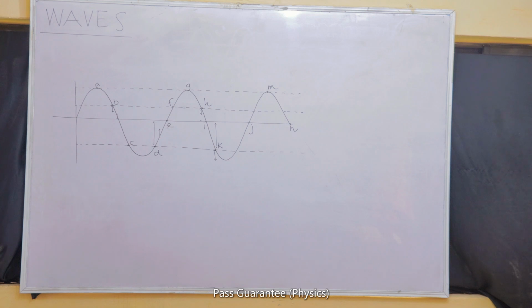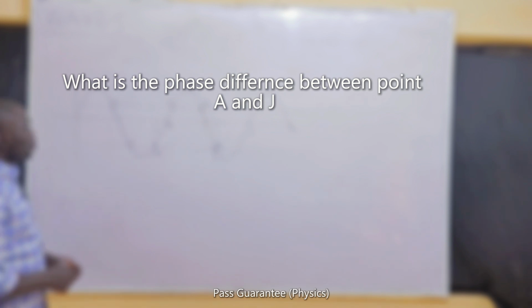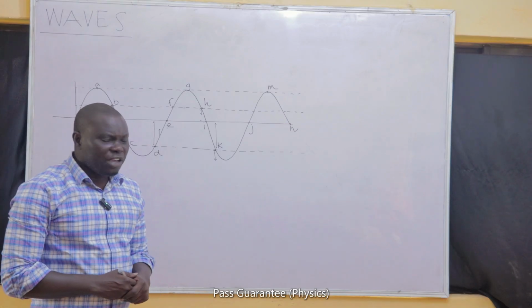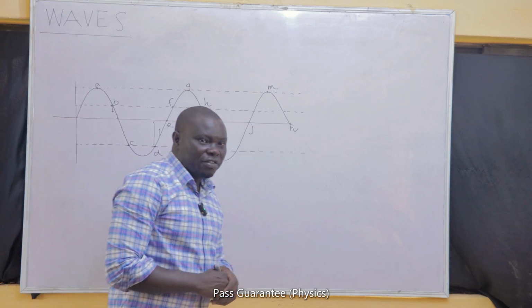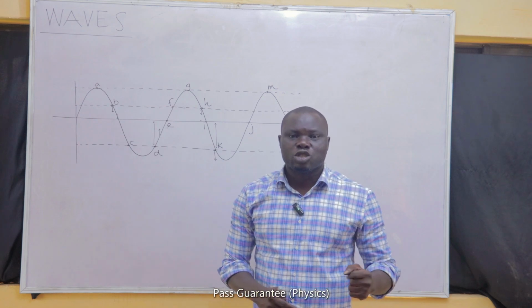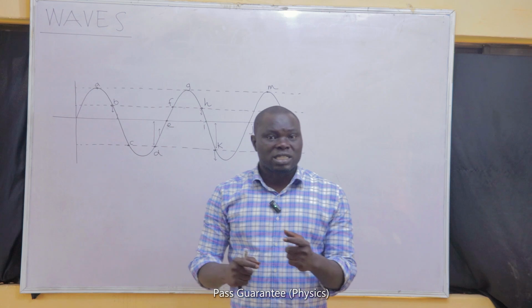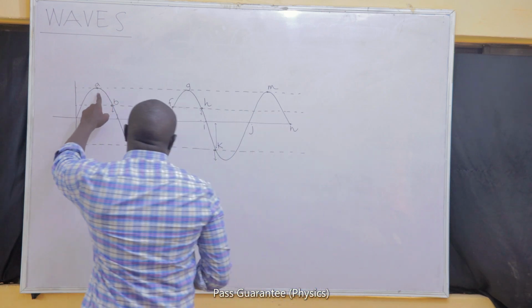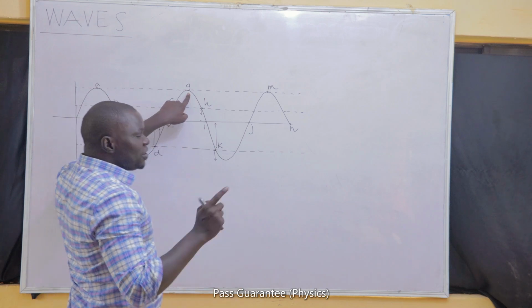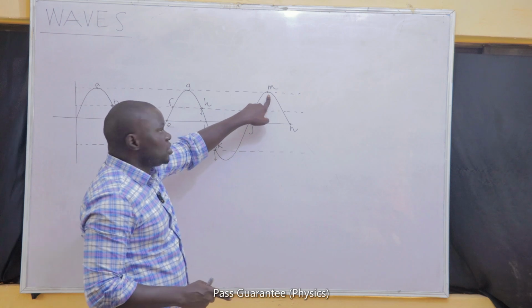Now, what is the phase difference between point A and J? How do we find the phase difference? If two points are in phase, their phase difference must be equal to 0, whether they are successive or not. For example, A to B, A to G, because they are in phase, both of them are crests, their phase difference is equal to 0. G to M, because they are in phase, their phase difference will also be equal to 0.